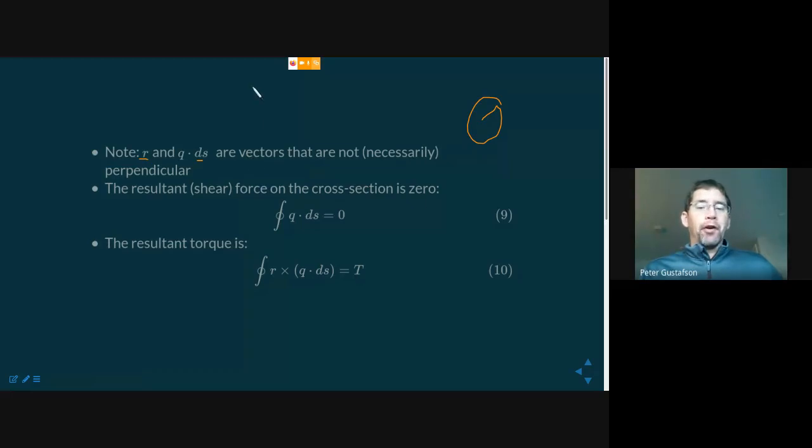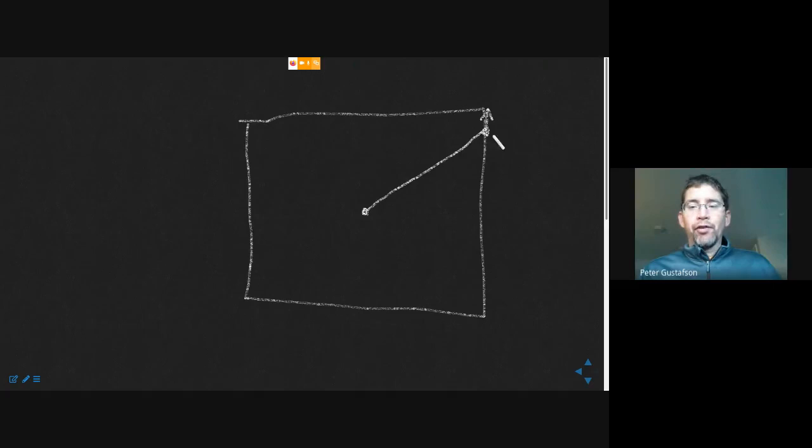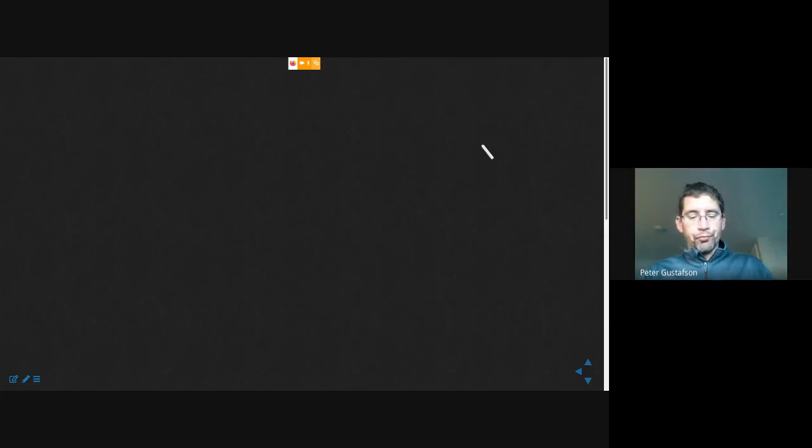And keep in mind that they're not perpendicular. What do I mean by that? Well, that's pretty simple. If I take even just a box section and I identify a point on that section, we'll say that this is that point. Here's the radius. Here is the direction of Q ds. And obviously, as we're going around, it's not always going to be perpendicular. It will be perpendicular here at this point. It will not be perpendicular here at this point. So it's not always perpendicular.